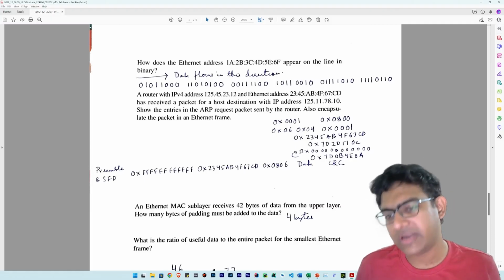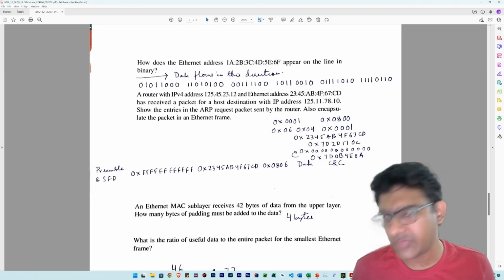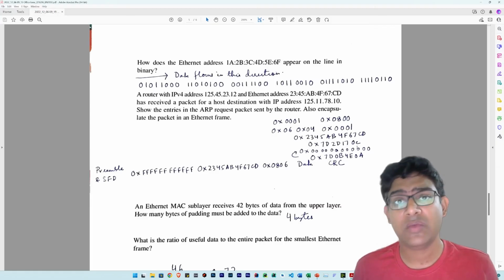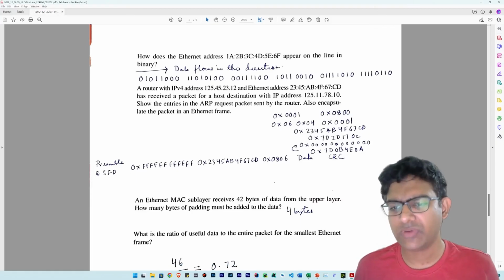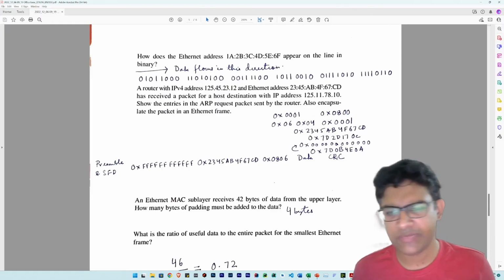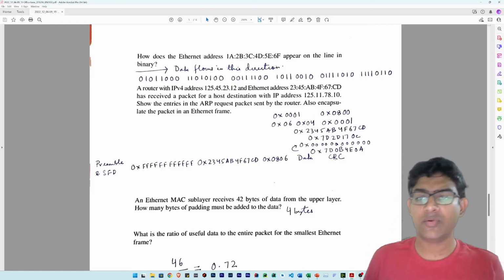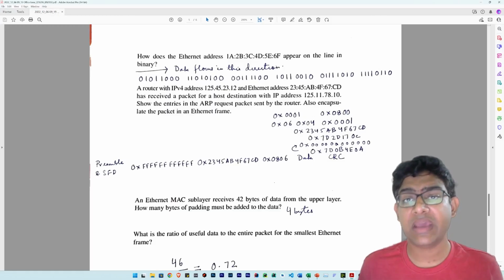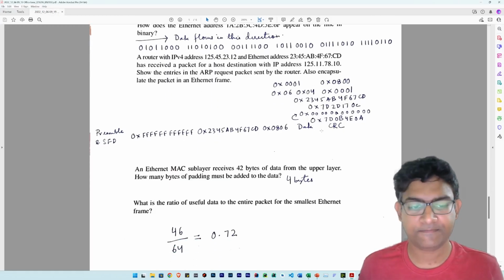Here we go for the destination physical address, which is not known, so we fill it up with zeros. That is exactly what ARP will help us to do, right? And then we have the destination's IP address, which is given here, which is again 125.11.78.10. I have encoded that in hexadecimal and put it here. In the end, you have the CRC, which I have not calculated. It is going to be a 32-bit CRC, right? This is how the Ethernet frame is going to look with a payload that is an ARP request packet.